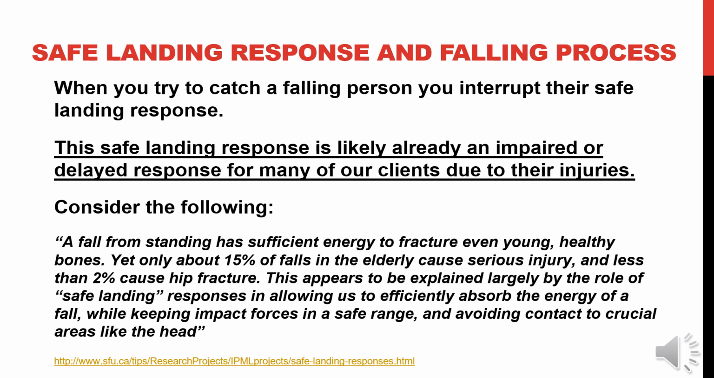The safe landing response is the body's natural response to protecting oneself during a fall, which includes bending at the knees and arms, protecting the head, and catching oneself with an arm. The safe landing response is one of the main reasons why we do not want to try and catch a person who is falling, because in doing so we are likely to interrupt their safe landing response. The safe landing response is likely already impaired or delayed in many ABI clients due to their injuries or impairments. Thus, it is important not to further impair this response by interrupting it.